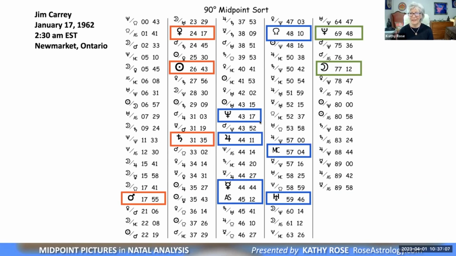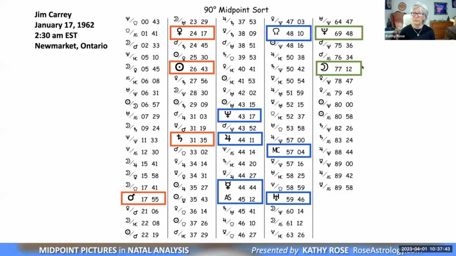So I'm just trying to help you understand the value of the 90-degree midpoint sort even before we get to midpoints. The nodal axis up here at 48, which would translate to 18 fixed, is going to be connected to Mercury, ascendant, Jupiter, and nodal axis, depending on what orb you use for contact to the nodal axis. But the nodal axis in this context is the relationship with the public, especially when used in midpoints. So we'll get there. I'll show you some examples.